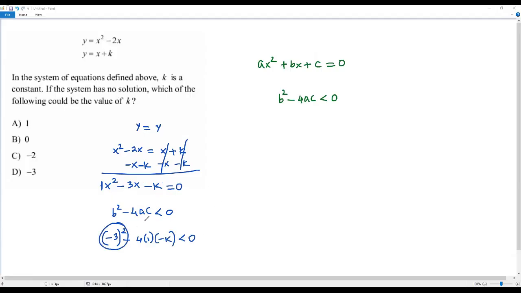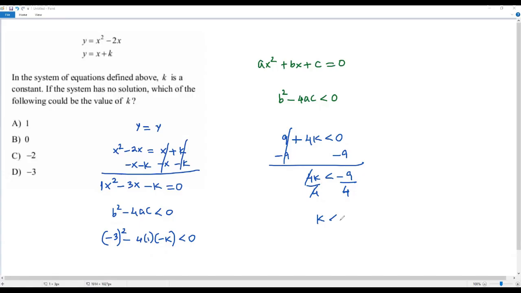Okay, here negative 3 the whole square is just 9, and negative times negative will become positive, and 4 times 1 is 4, 4 times k is 4k, less than 0. Now let's solve for k in this inequality. For that, we have to subtract 9 from both sides. Positive 9 and negative 9 will cancel. I'm getting 4k less than negative 9. Now let me divide both sides by 4. When I divide both sides by 4, this 4 will cancel out. I'm getting k on the left side. When I divide negative 9 by 4, I am getting negative 2.25.